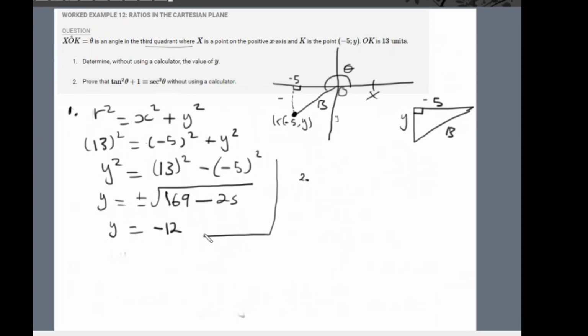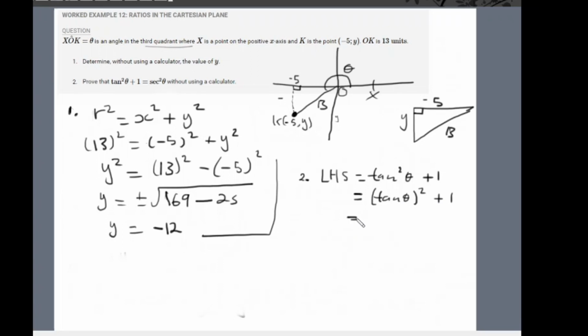So question 2, the left hand side is equals to tan squared theta plus 1, right? This is the same as (tan theta) squared plus 1, right?